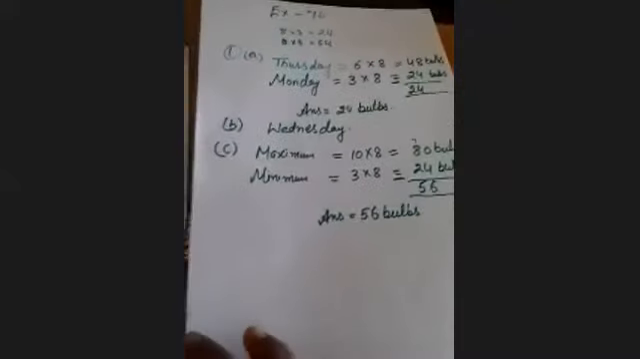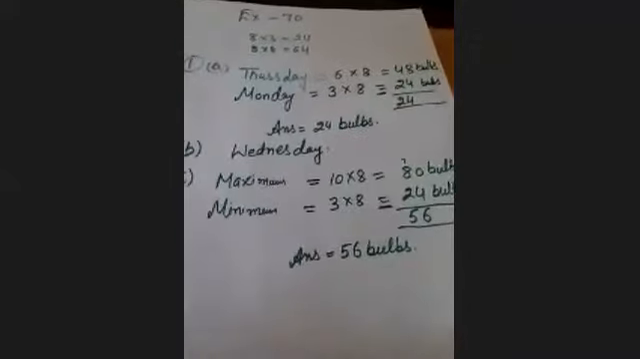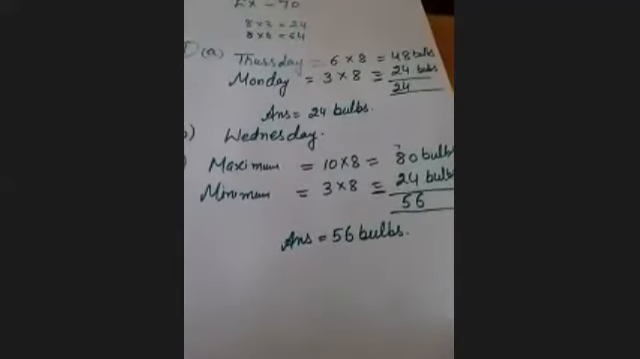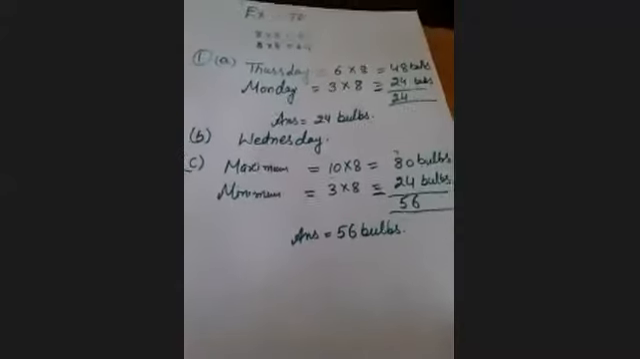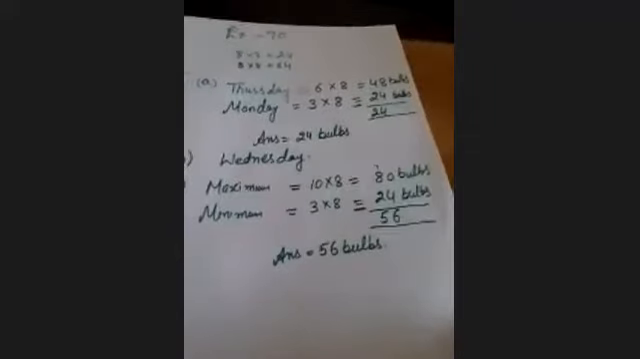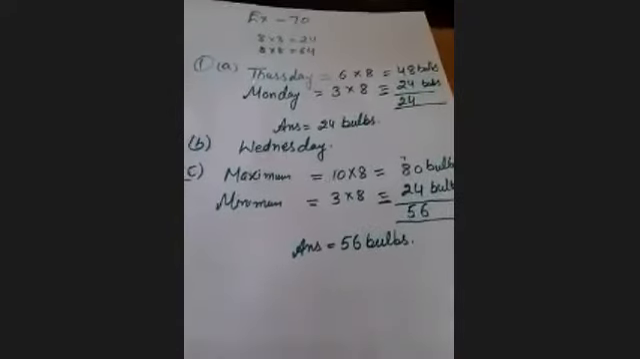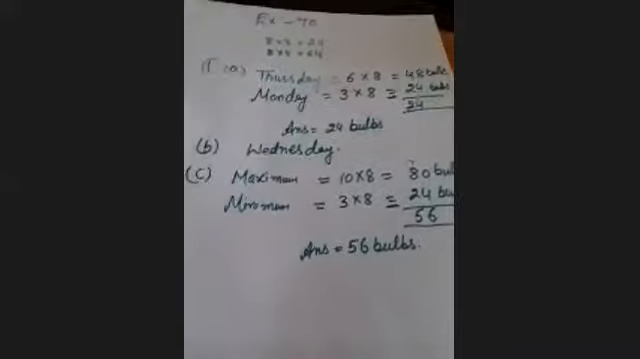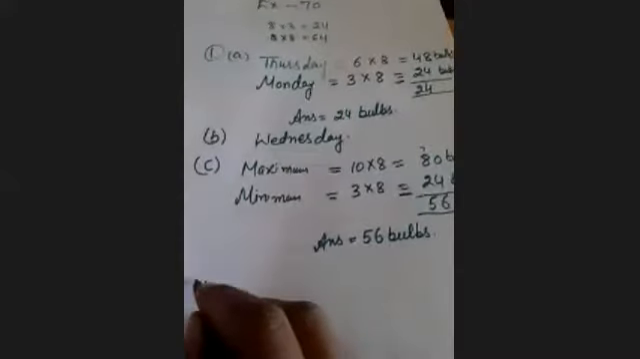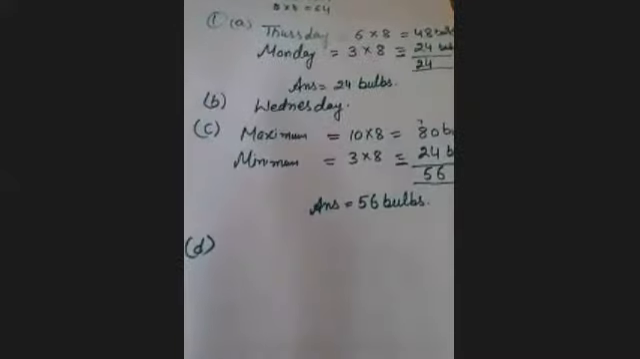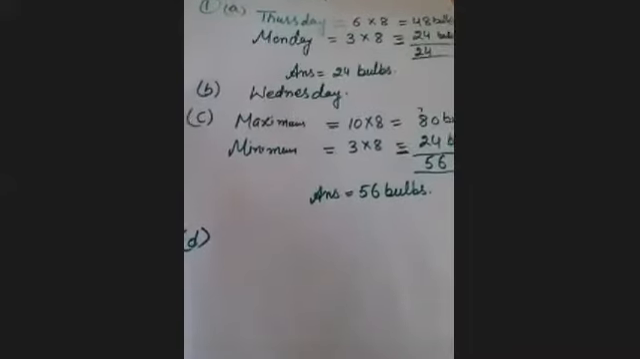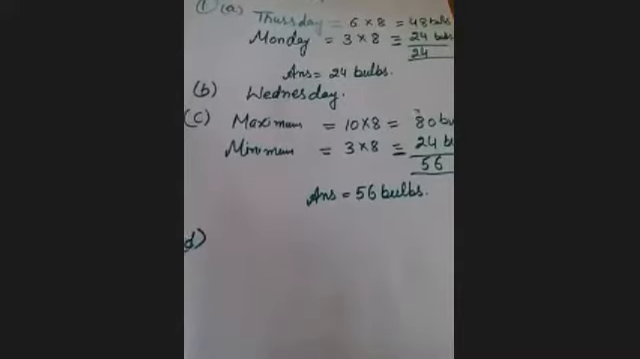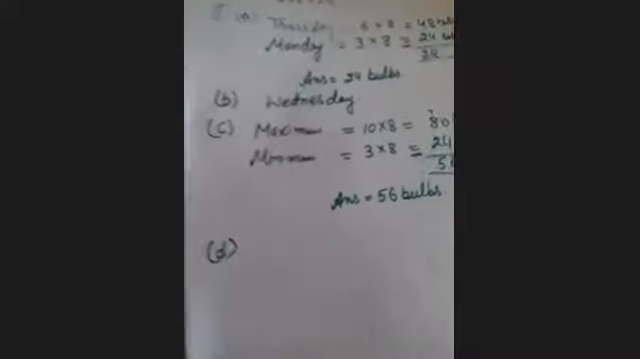Clear, students? Next is part D. Part D is: how many bulbs in all were sold by the shop in 6 days?